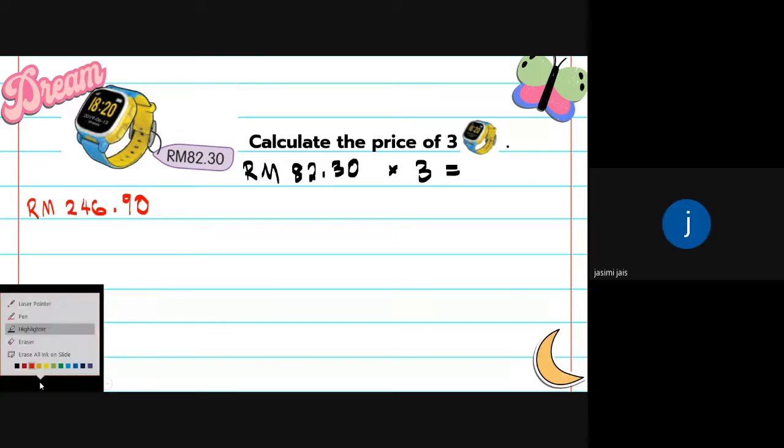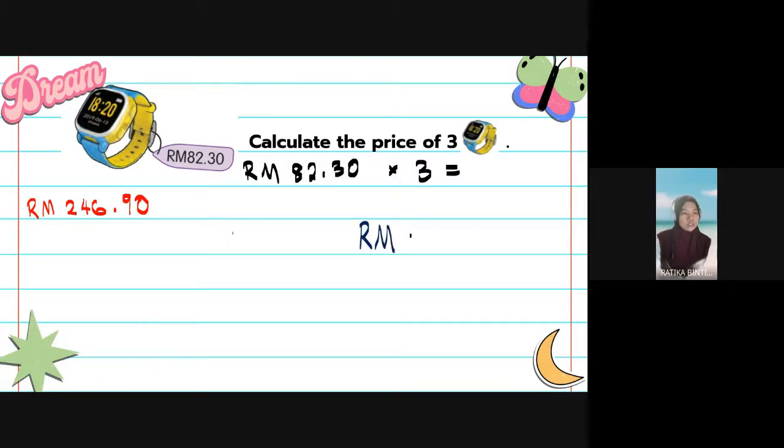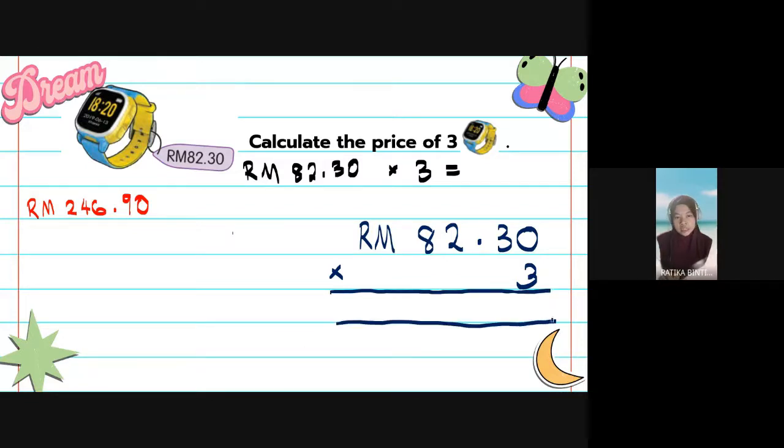Yeah. Okay, so now we check. I'm going to use the normal method. Let me write it a bit to the side. Okay, so don't forget to write down RM 82 ringgit and 30 cents times by 3. And remember to write down the decimal point first.